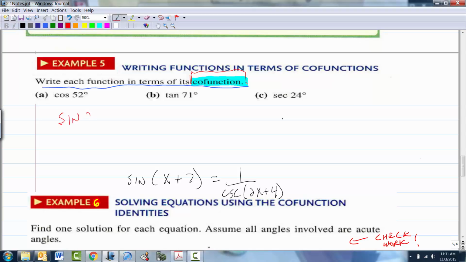Sine of 38. What's tan of 71 equal to? Cotan of 19. What's secant? Cosecant of what? Yeah, this one was tough to think about that number.